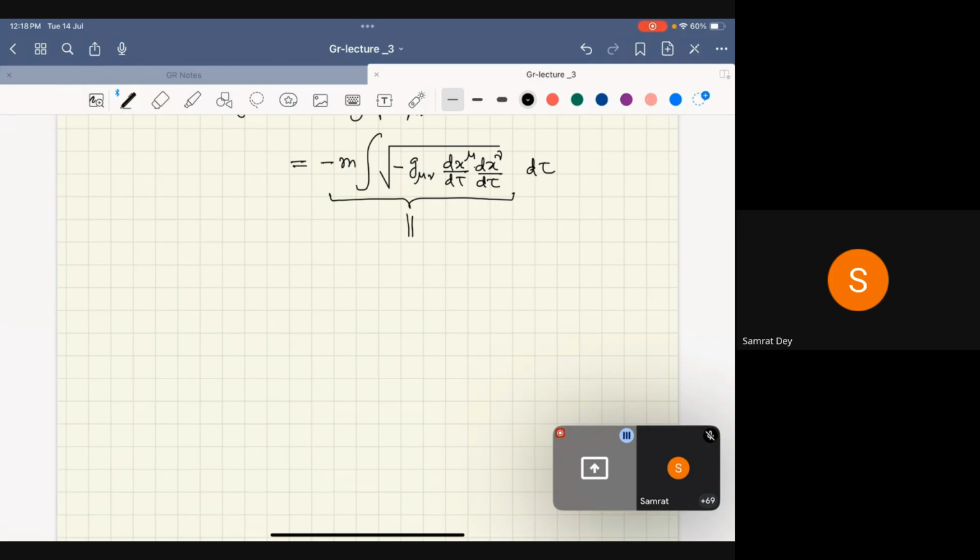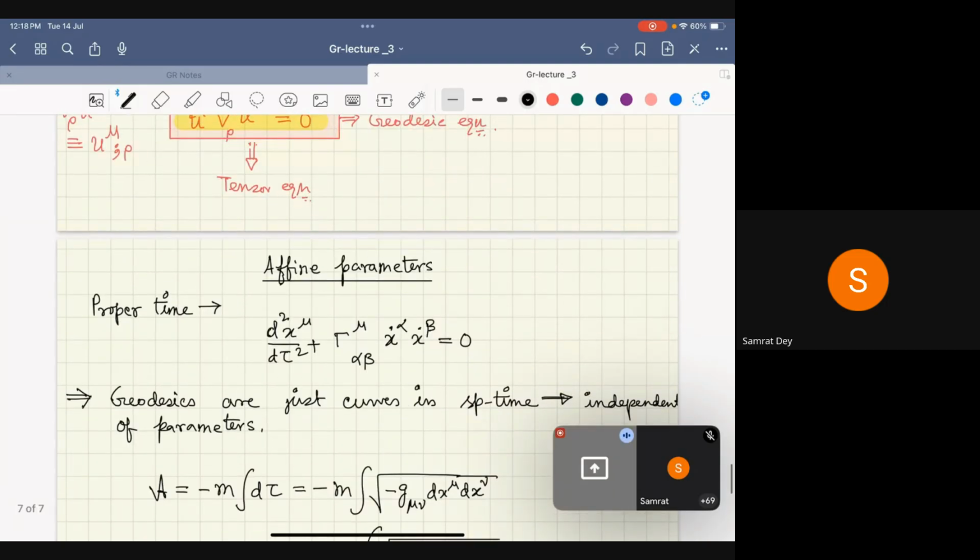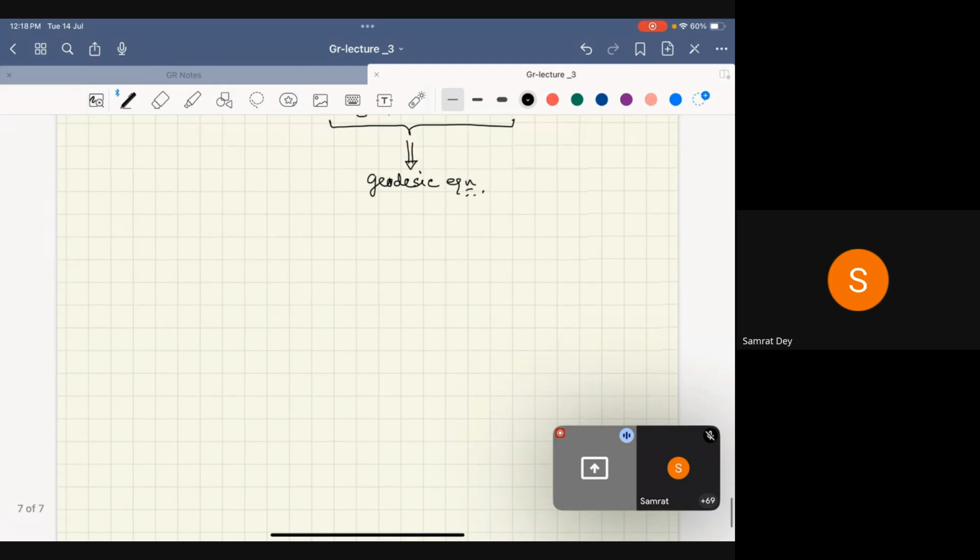By variation of this action, and then at the end stage, claiming that the variation at the endpoints vanishes, gave us the equation of motion, and that equation of motion turned out to be nothing but the geodesic equation. And in the geodesic equation, this term, what is this? This is nothing but the acceleration. So this tells us about the force. So I will come to that at a later stage.